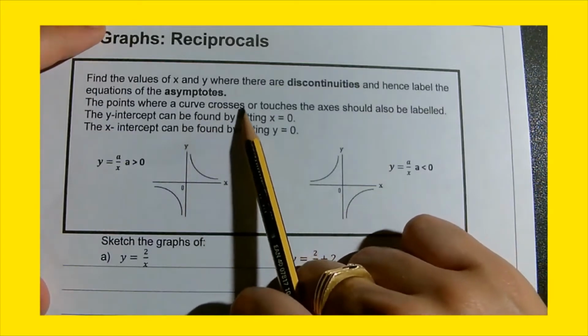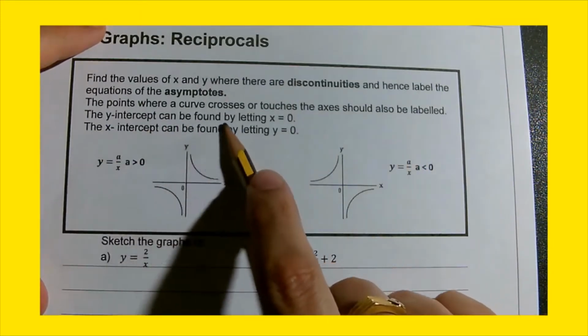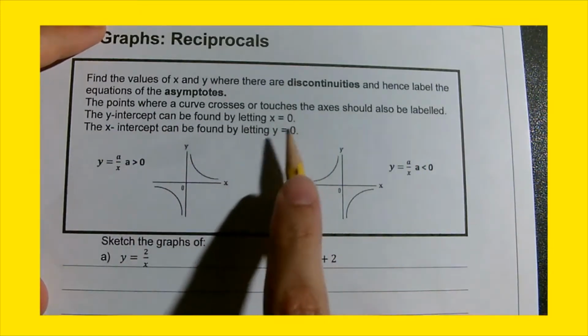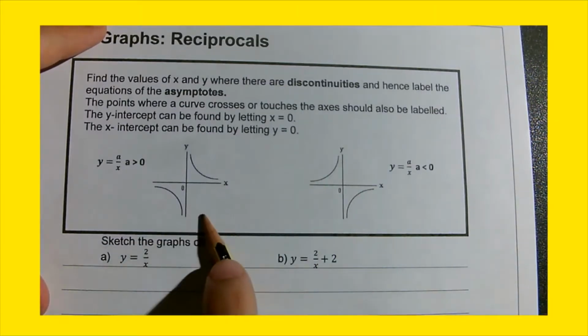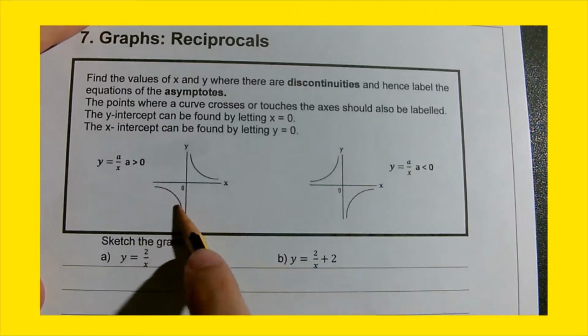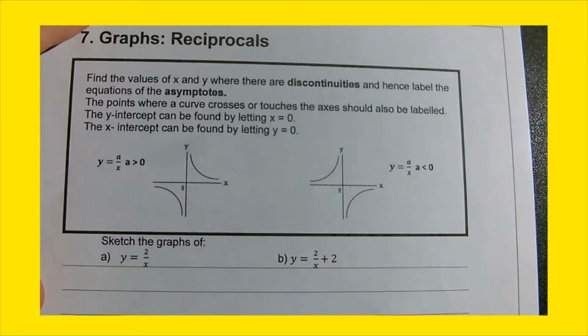The point where a curve crosses or touches the x-axis should also be labelled. The y-intercept can be found by letting x equals 0. The x-intercept can be found by making y equals 0. So this is what we have as a positive reciprocal. It will have this sort of nature, a over x, where a could be any value as long as it's positive.